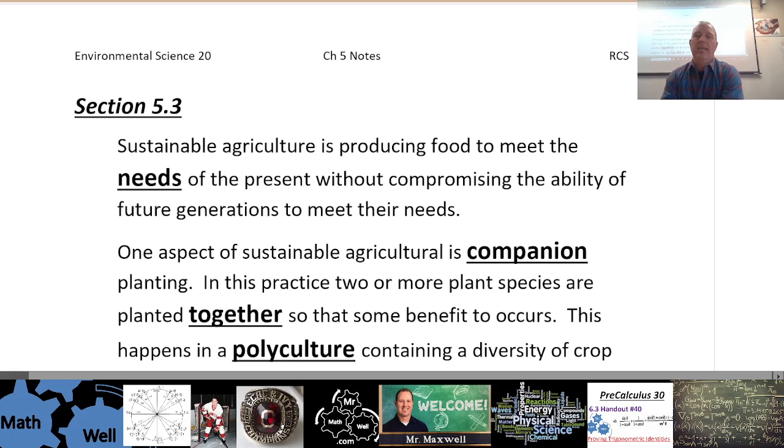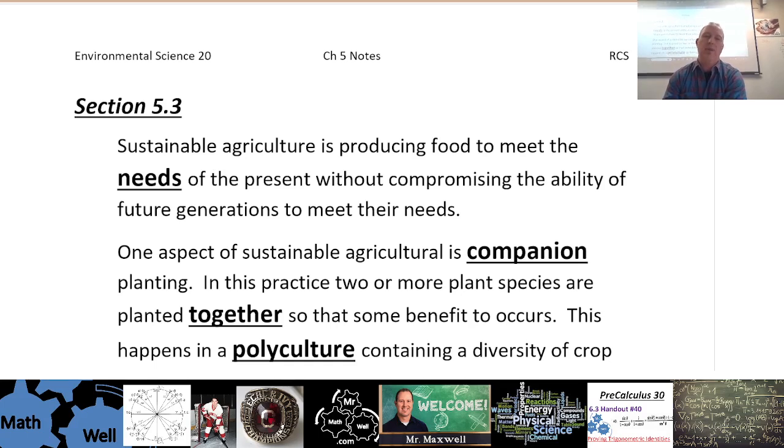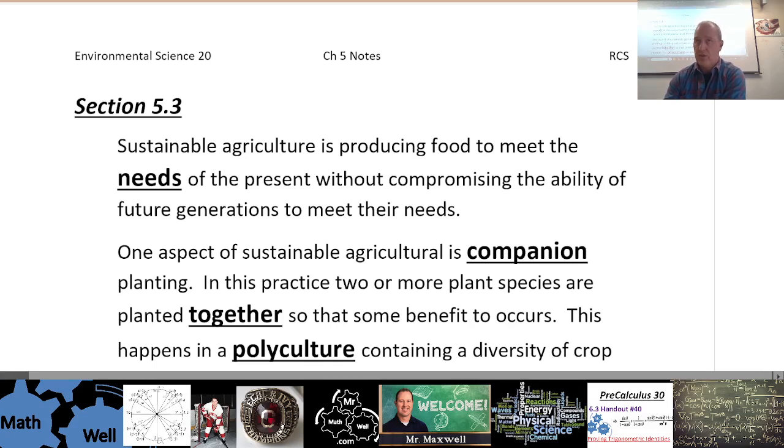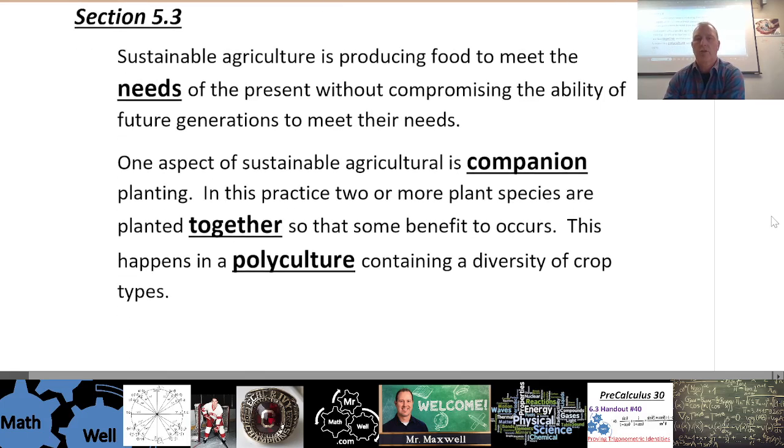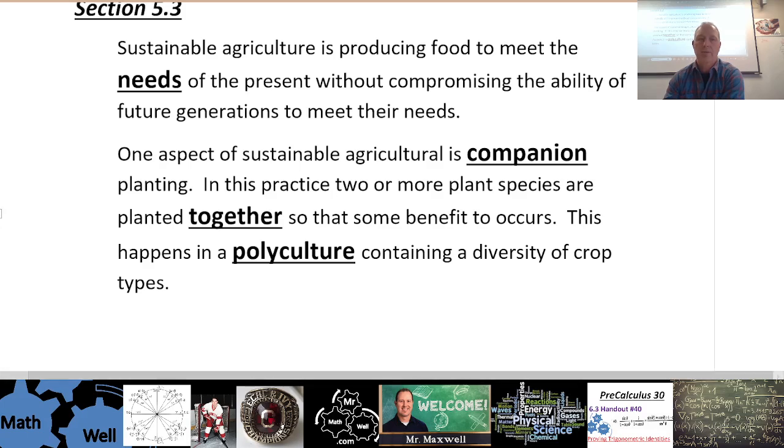One aspect of sustainable agriculture is companion planting. In this practice, 2 or more plant species are planted together so that some benefit occurs. Remember the monoculture we talked about? If you plant more than one, one may take a certain nutrient and the other may put that nutrient back into the soil. That might be kind of good. Or maybe it's a physical companionship, which we'll talk about. This happens in a polyculture, so monoculture versus polyculture, containing a diversity of crop types.